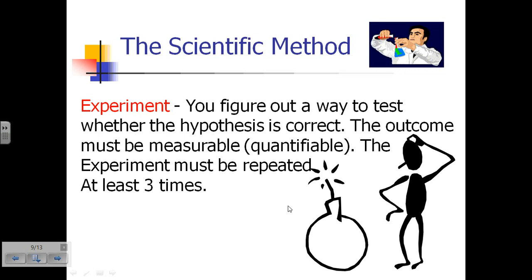In the experiment step, you figure out a way to test whether your hypothesis is correct. The outcome must be measurable, meaning there should be some type of number that goes with it. The experiment needs to be repeated at least 3 times because you don't want your results to be a fluke. You want to confirm that what you're finding is indeed the case. And so that is why it's important that when you do your experiment, you try to repeat that experiment to make sure that it is going the way that you want and you are getting consistent results.